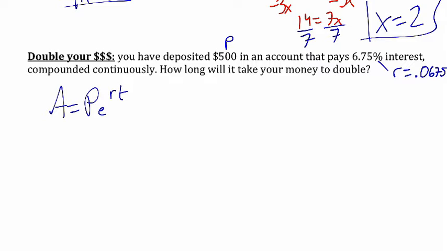And it says, how long will it take your money to double? Well, it doesn't give us any information there, but doubling our money, if we start off with 500, that means we're getting $1,000. Now, where does that $1,000 go in? Is that T? Well, it's not 1,000 years. That's a long time. E is a number. We don't need to replace that. We already know what P and R are, so it's got to be our A value. That's our final amount.